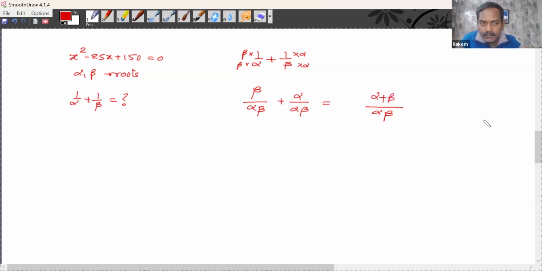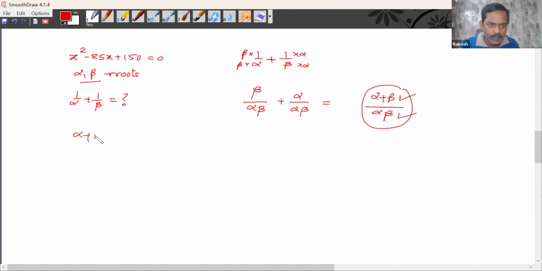Why have we done that? Because if these are the roots, without solving we can get the sum of the roots and the product of the roots. This particular thing is converted into this format wherein the numerator is the sum of the roots and the denominator is the product of the roots. Can we identify the sum of the roots?